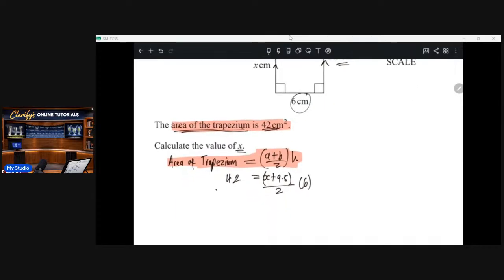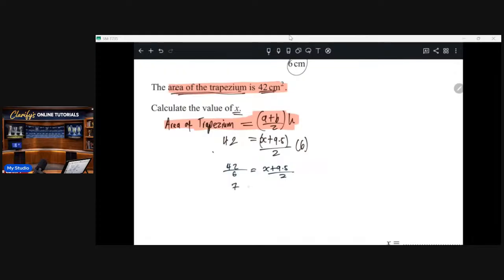Now, we say, let's do it. We take 6 to the other side. It was multiplying, so on the other side it will divide. 42 over 6 is equal to x plus 9.5 over 2. 7 is equal to x plus 9.5 over 2. We take 2 to the other side. 7 by 2 is equal to x plus 9.5.